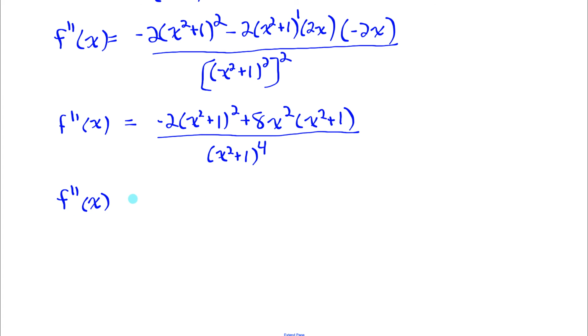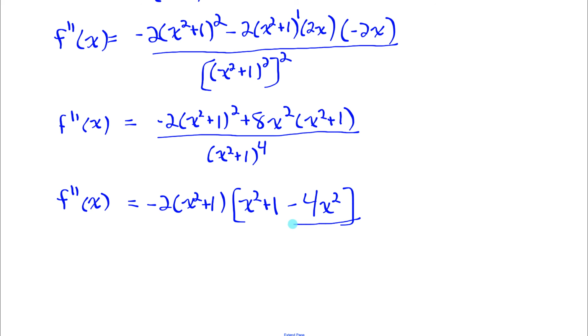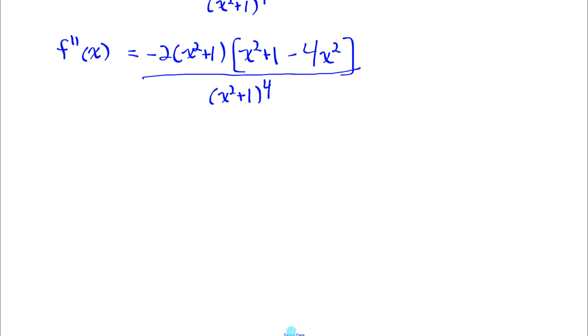Now let me common factor the numerator. I'm going to take out a negative 2 and an x squared plus 1 from both terms. So from the first term, when I take out a negative 2 and an x squared plus 1 from that term, I'm left with x squared plus 1. And when I divide the second term by negative 2 and x squared plus 1, I get minus 4x squared. And this is all over x squared plus 1 to the 4. We can do some more simplifying here. That factor cancels with one of those.